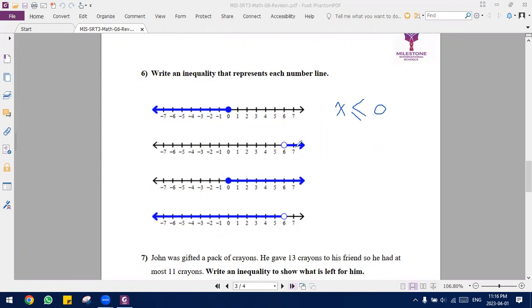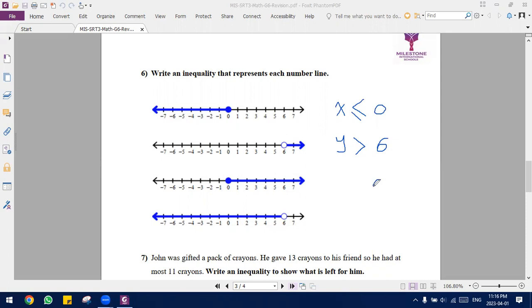Now, second one, let me use y. And then the circle is on 6. It's going to the right, increasing. So it's more than 6. Y is greater than 6. Now, should I put the equal sign? No, the circle is not colored. It's not shaded. So 6 is not accepted as an answer. I should have more than 6.